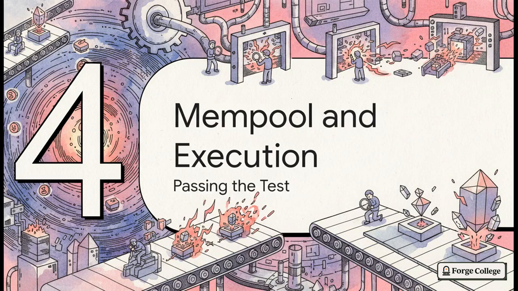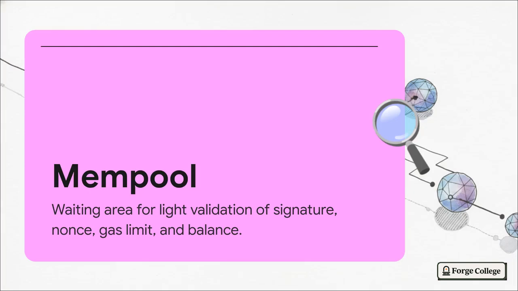Section 4. Mempool and execution checks, passing the test. That gap between broadcasting and block inclusion, that's where the magic, and honestly, the frustration happens. The mempool is our factory's quality assurance gatekeeper. It does a quick, light sanity check, verifying your cryptographic signature, ensuring your nonce is in order, checking the gas limit, and making sure you actually have the balance to pay for it all.